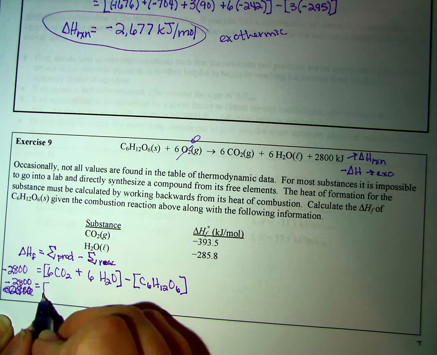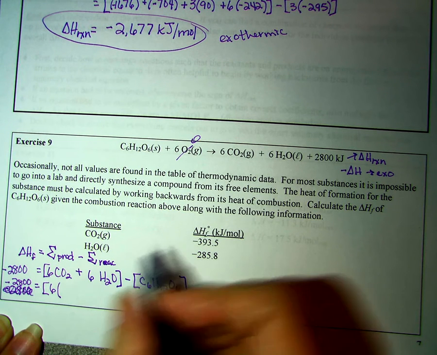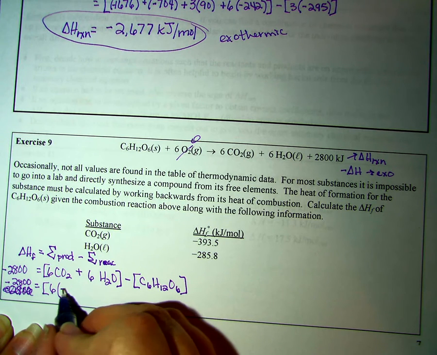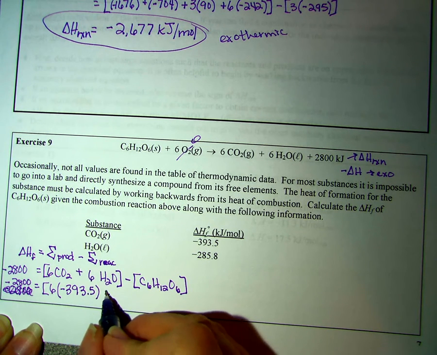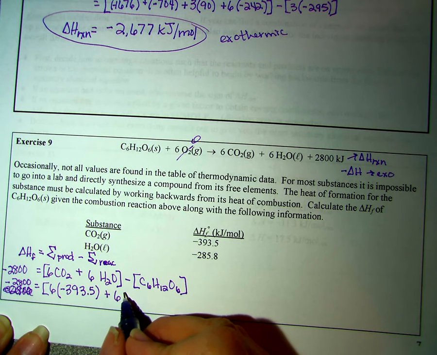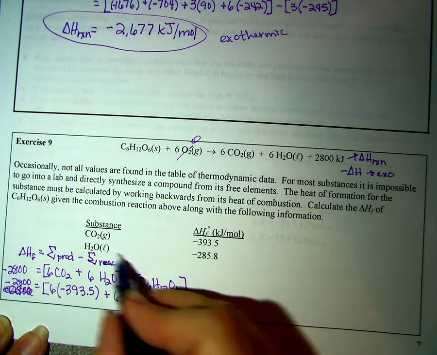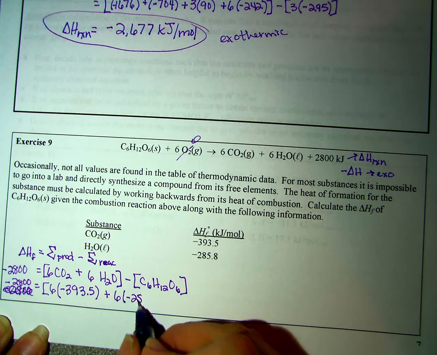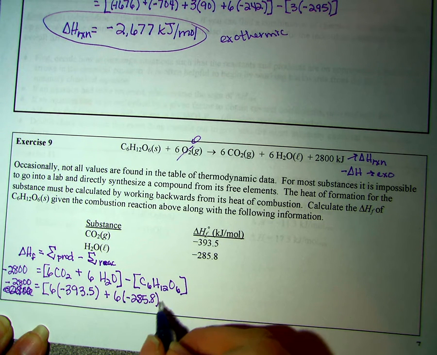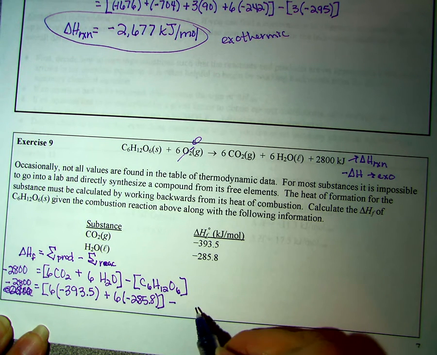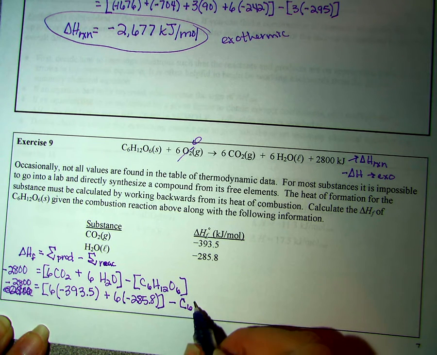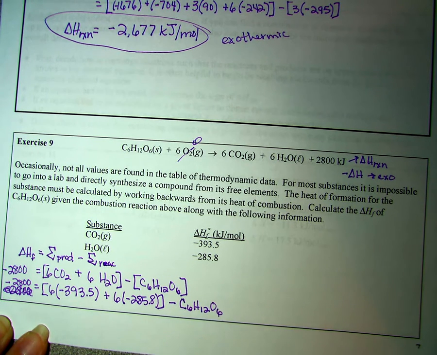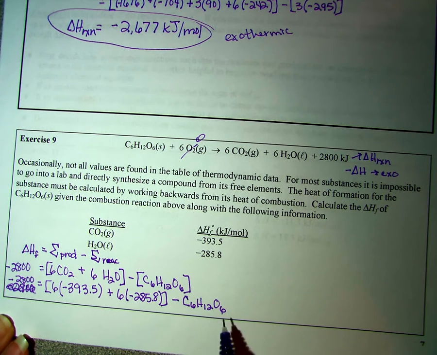Actually I didn't need to scribble that out, sorry. It's equal to 6 times CO2. CO2 is negative 393.5 plus 6 times water, which is negative 285.8 minus, and this is the one that we want to find. We want to find C6H12O6. So we want to solve for that. And the way to solve for that is to take it over on the other side of the equation.